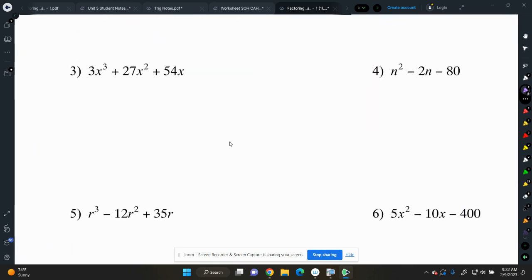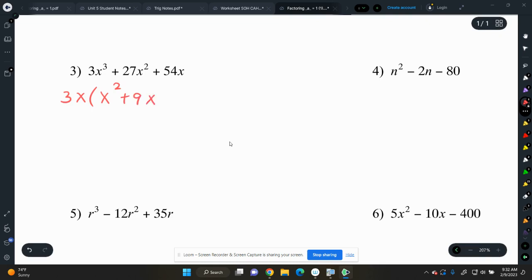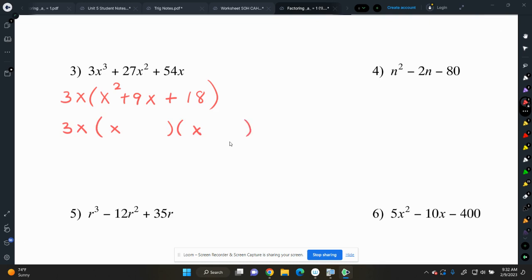Okay, so let's see here. Number 3. Hunter, what did you take out of number 3? 3x, good. And that leaves us with x squared plus 9x plus 18. Thank you. Okay. So we keep the 3x, right? That doesn't disappear. 2 sets of parentheses. Give me 2 numbers that multiply to 18, but add up to 9. 6 and 3. Yeah. And we're done.